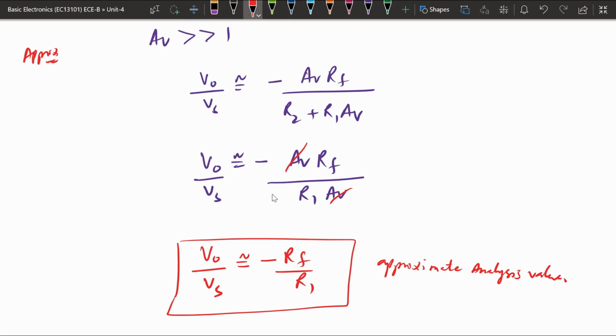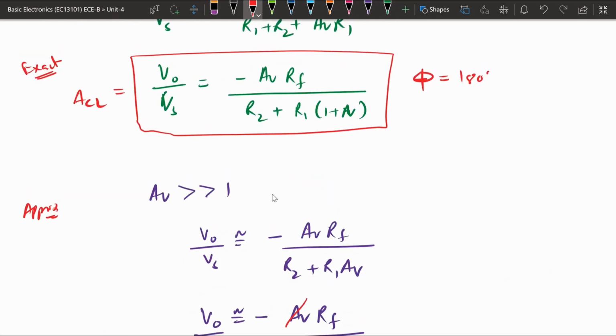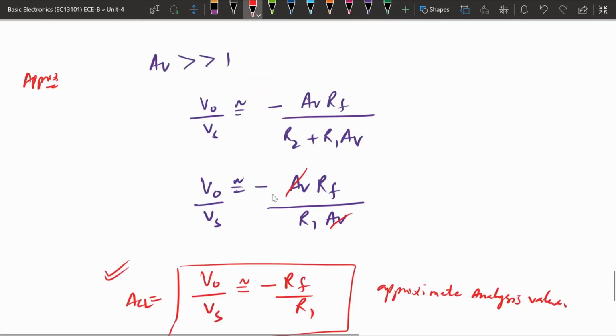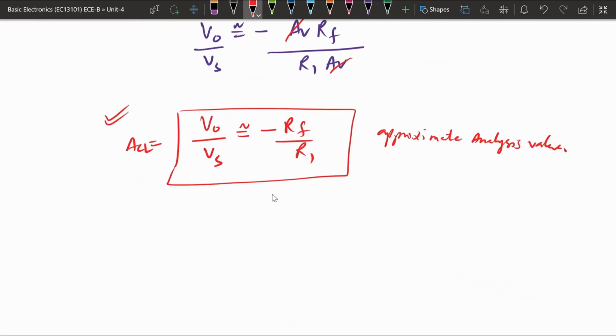So whatever value of closed loop gain we got in the approximate analysis, the same we are able to get from the exact analysis by putting the value that the gain is very, very high. For the approximate analysis we consider only when the gain is very high. If the gain is very low, then we have to do the exact analysis. So for exact analysis the formula will be this one, and for approximate the formula will be this one. So this is the inverting amplifier.